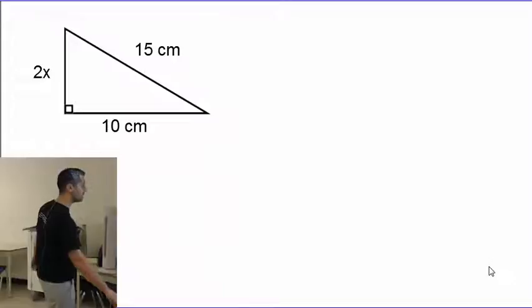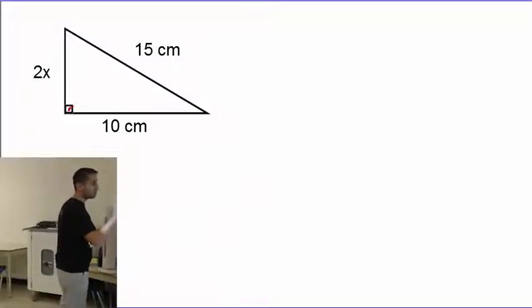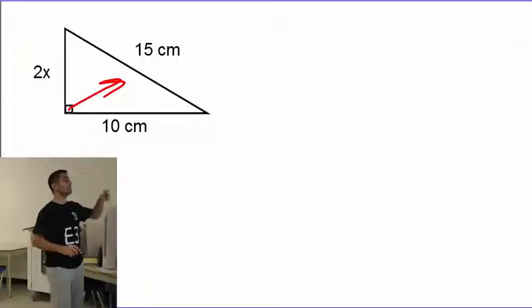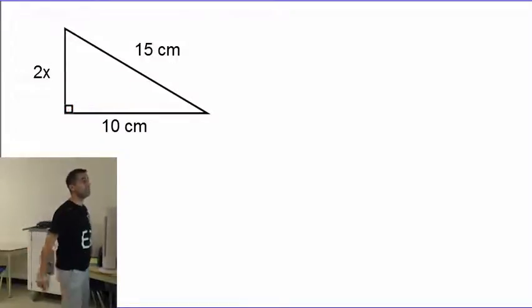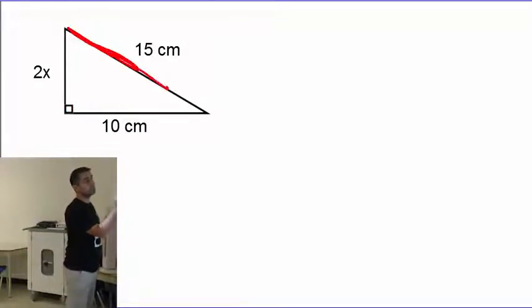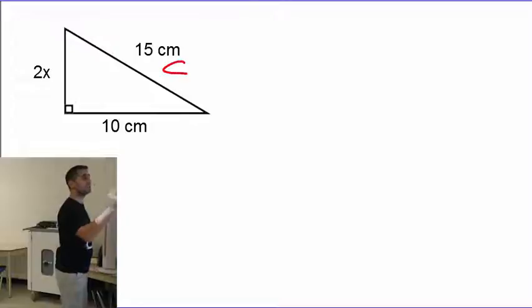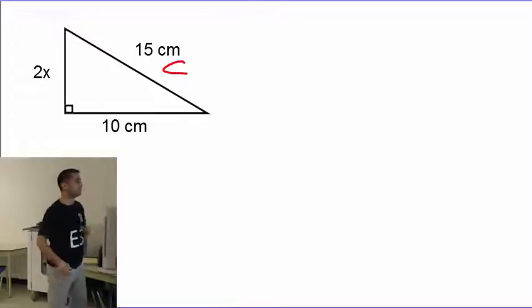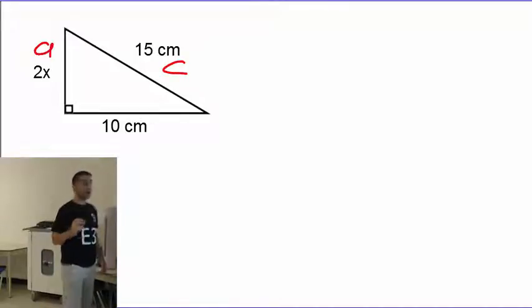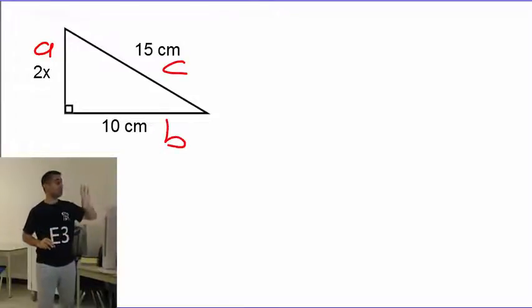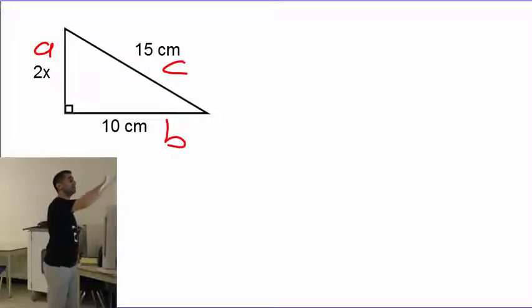Looking at this example, we know across from 90 degrees is the longest side, which is the C, also known as the hypotenuse. In this example, this is C. It doesn't matter how you label. A is the one we don't know. It has the X label in it. And this is B. In this situation, we don't know what the A is.